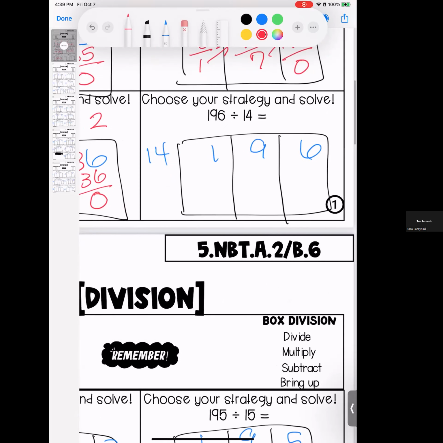14 into 196. Again, we know that because we have a 2-digit divisor, we're going to be doing that on each one. 14 goes into 19 one time. 1 times 14 is 14. 19 take away 14 is 5. Slide it next door. 14 goes into 56 4 times, which is actually 56 on the nose. No remainder. My answer is 14.